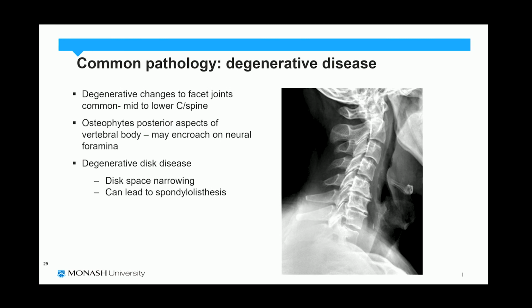So with degenerative disease, it normally affects facet joints and is quite common in the mid to lower C spine. It's important to note osteophyte formation, which we can see anteriorly but also posteriorly. If these osteophytes become quite big in the posterior aspects, they can encroach on the neural foramina and give the patient some neurological damage. With degenerative disc disease, normally what you look for is a narrowing in the disc spaces, and it can also lead to spondylolisthesis.